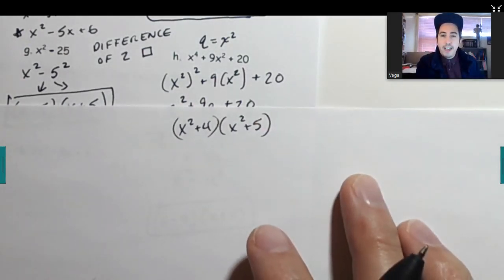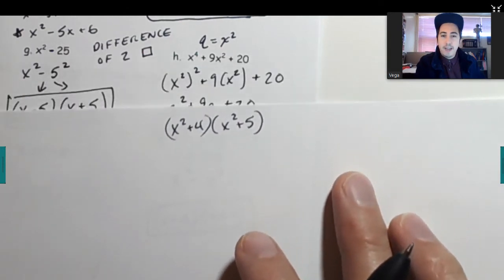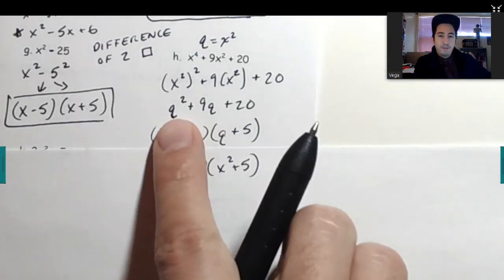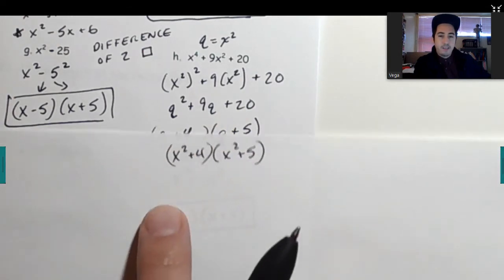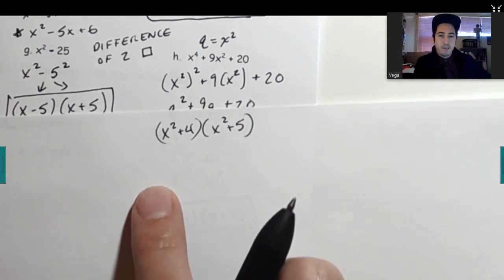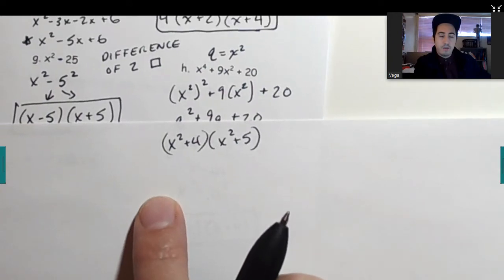So you simplify it. You kind of trick yourself into making it look like a regular problem. Then you factor it, and then you rewrite it as what it is. That's how you solve those. Don't let those freak you out.